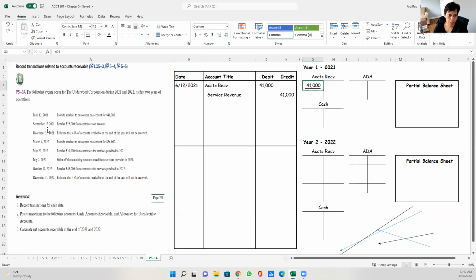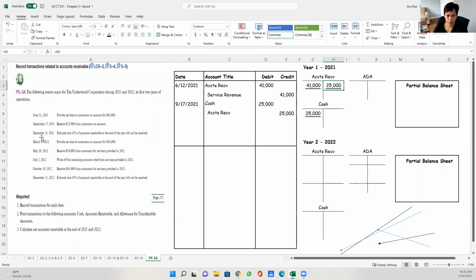The next date is September 17th. I received $25,000 from the customer on account. So the $41,000 sale that I made, I've collected some of the cash. That's always good news. So on September 17th, I have cash coming in, so cash is debit. I now no longer have that accounts receivable in my books, but it's only 25,000. I still have the rest remaining with me. So in this case, cash debit, I'll put that number over here. Accounts receivable credit. So that goes on the credit side of the accounts receivable T account.